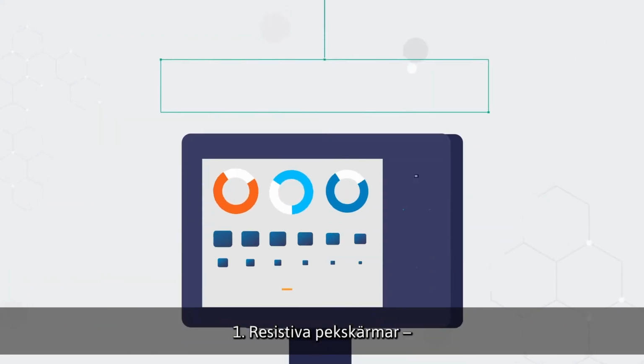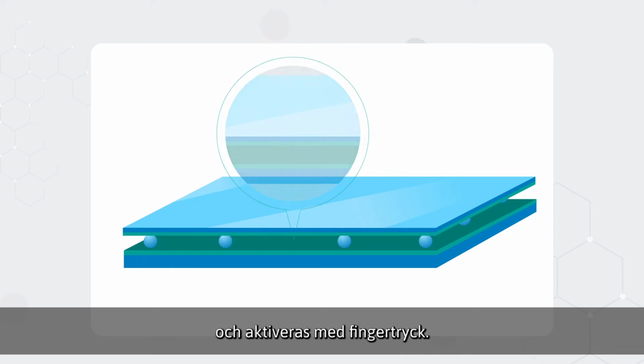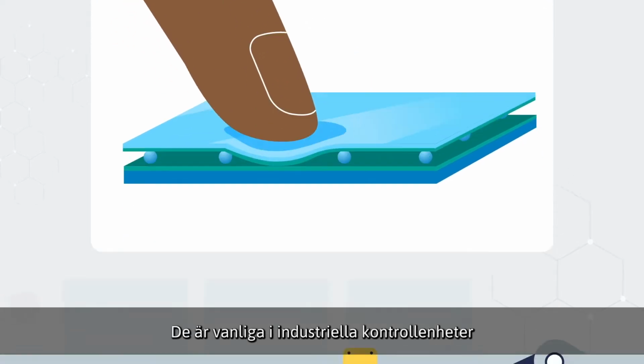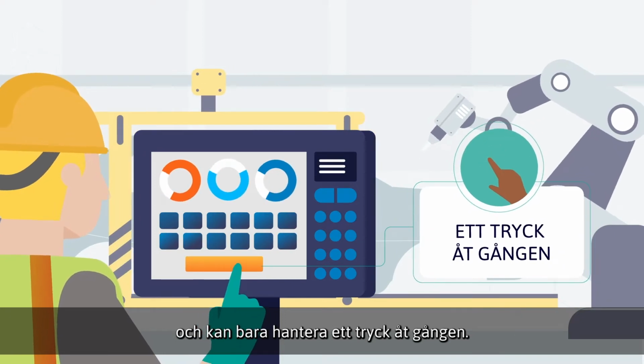One, resistive touchscreens. Resistive touchscreens comprise two layers that are separated by a gap and activated by finger pressure. They are typically found in industrial controls and can handle one touch at a time.